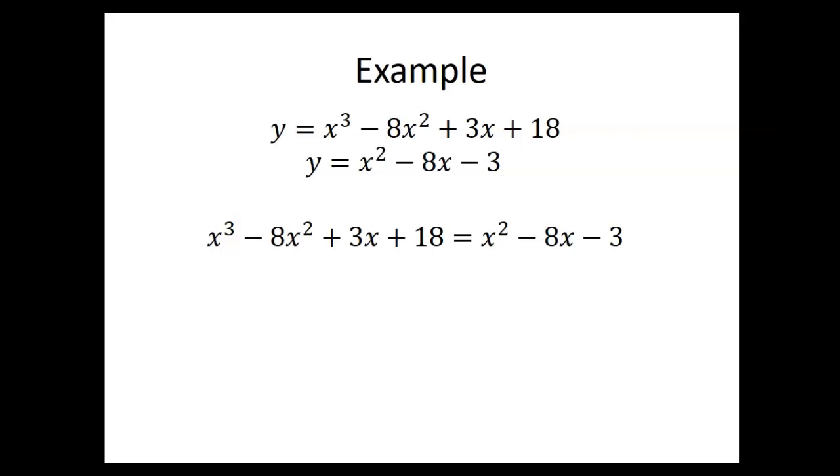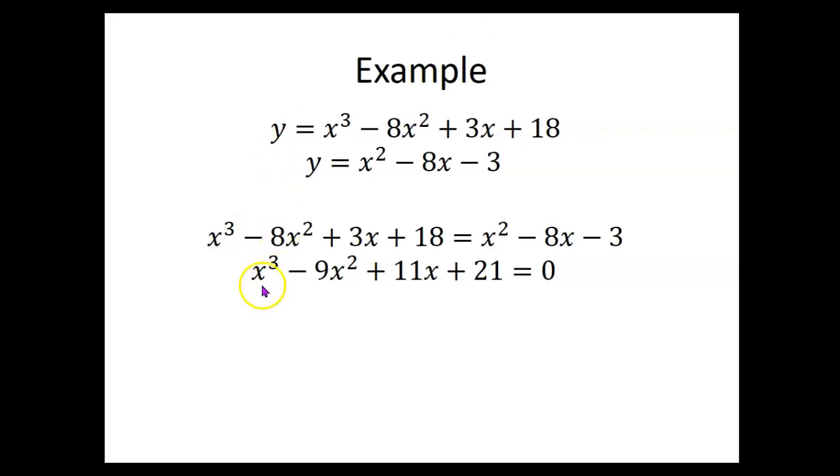How do we solve an equation like that? Well, let's start by getting everything on one side equal to 0 on the other side. So after subtracting x squared and adding 8x and adding 3, we get x cubed minus 9x squared plus 11x plus 21 equals 0. I remember we were solving equations like this a while back, like back in chapter 3. How many solutions would you expect an equation like this to have? This is a degree 3 polynomial, so it could have 3 solutions.